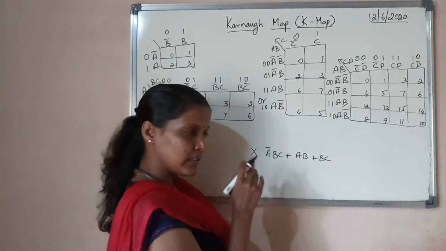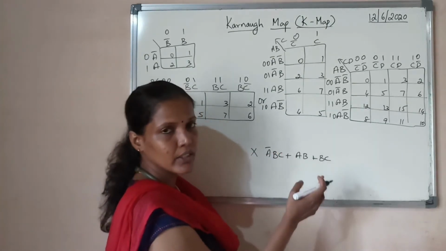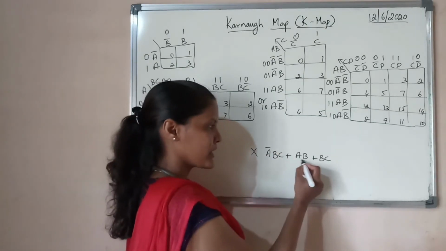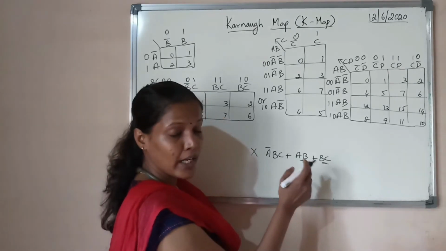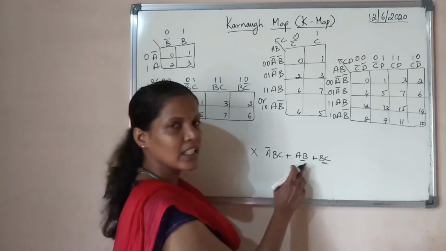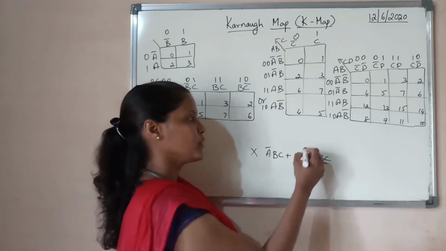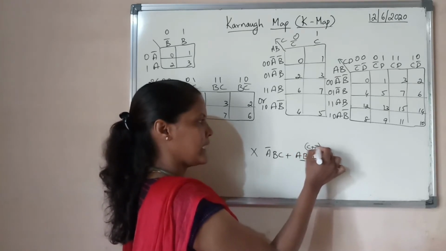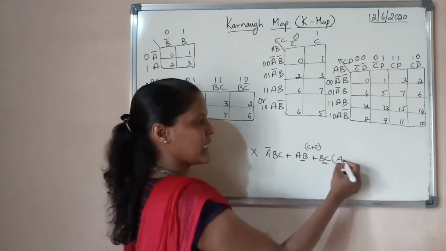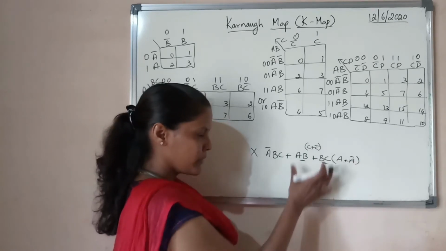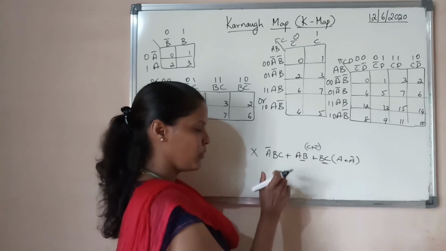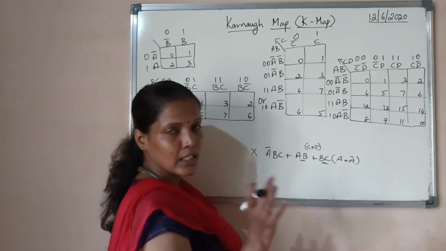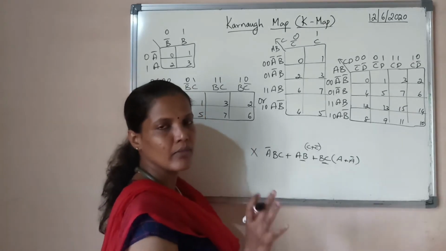If I want this expression to be converted into canonical SOP, I have to first identify the variables which are missing in each of the terms. Then I have to multiply each term with the missing variable and its complement, here A plus A bar. So after simplifying, I have to make sure that each of the terms contains every variable.